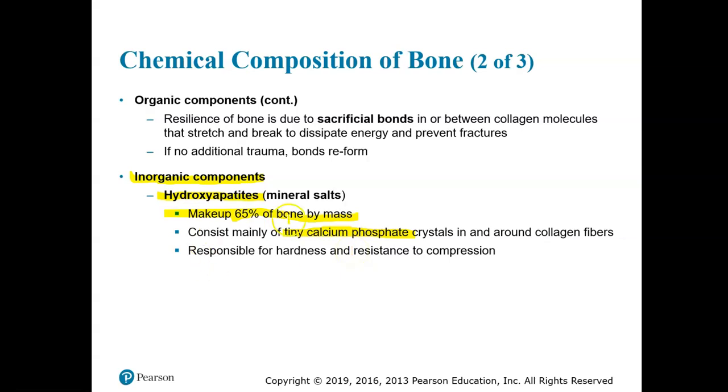About 2/3 of the bone mass is the hydroxyapatite, which is mainly calcium phosphate. So you have the osteoid, which is 1/3 of the bone matrix, mostly ground substance and collagen. And then you have the hydroxyapatite, the calcium phosphate part, which makes up about 2/3 of the bone matrix. That's going to give the hardness or strength to the bone, whereas the collagen gives the flexibility.